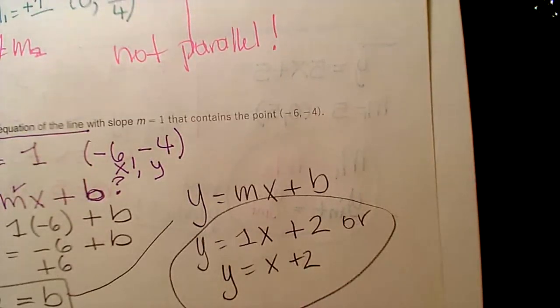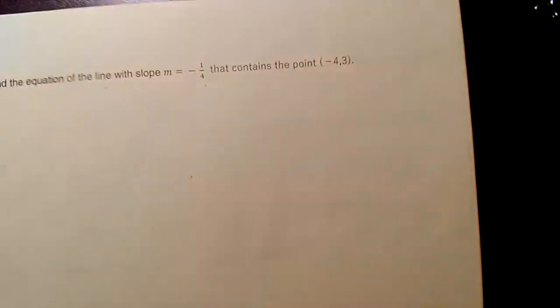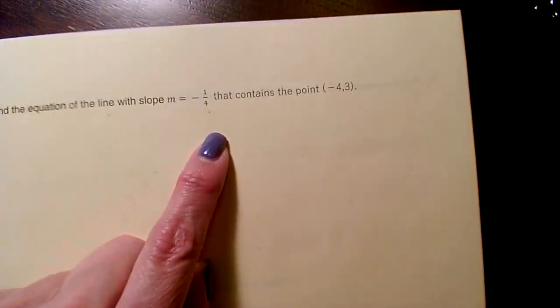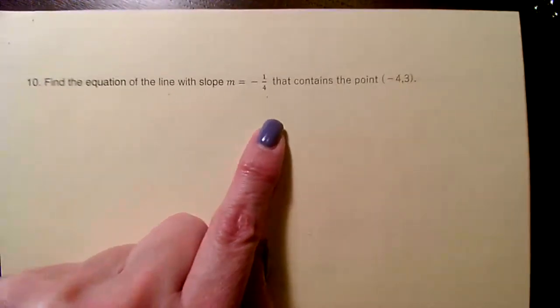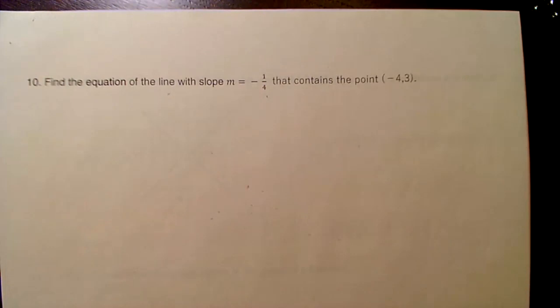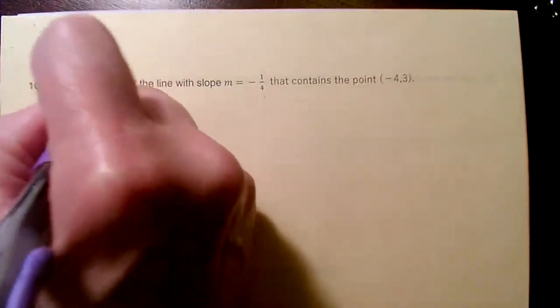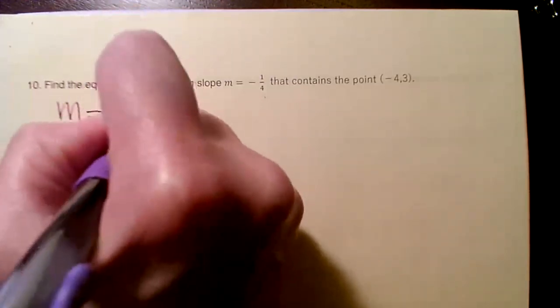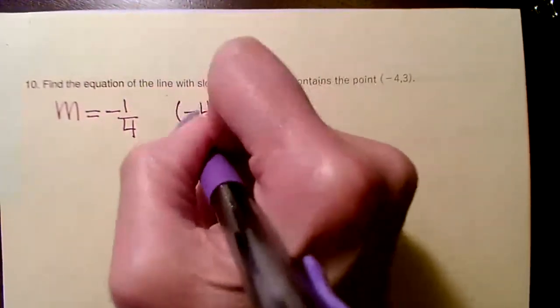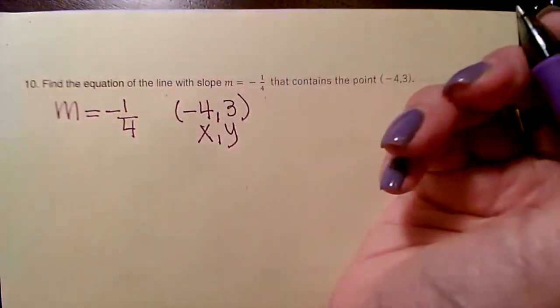So that's your answer there. Look at the next one. Again, find the equation of the line. And we have the slope. They're giving us the slope, which is m equals negative 1/4. And I'm getting a point here, which is x and y.